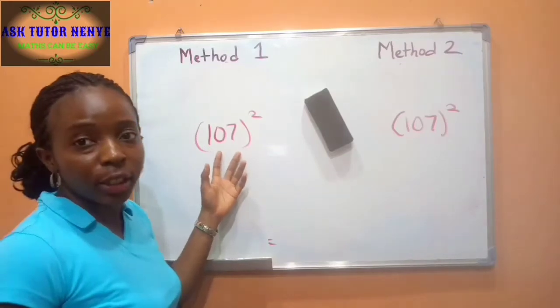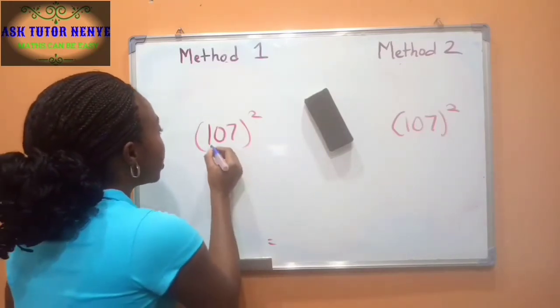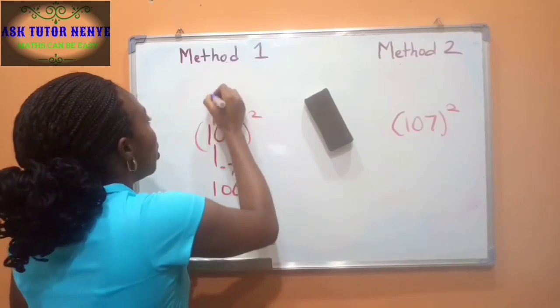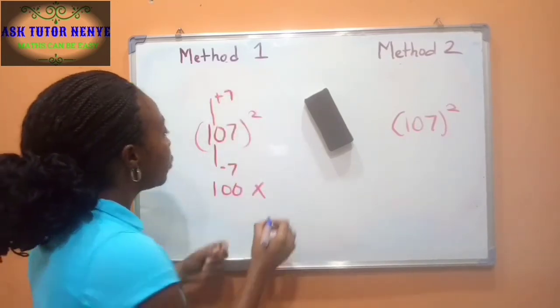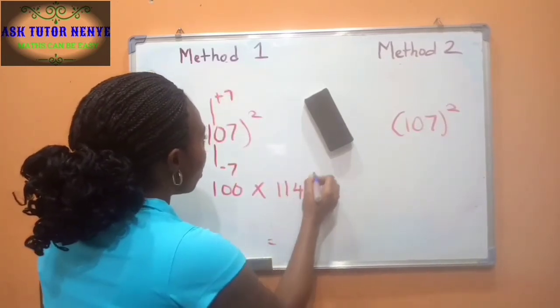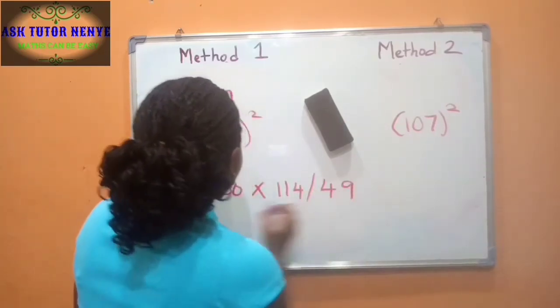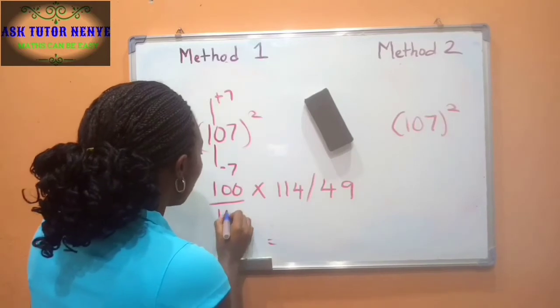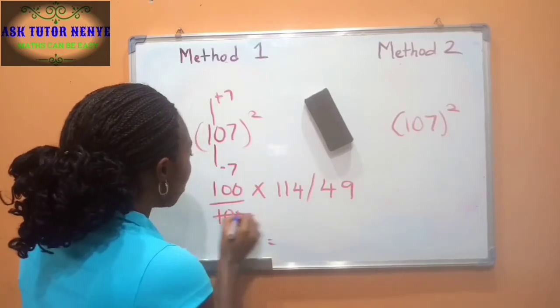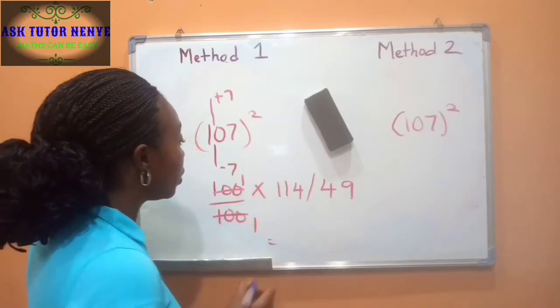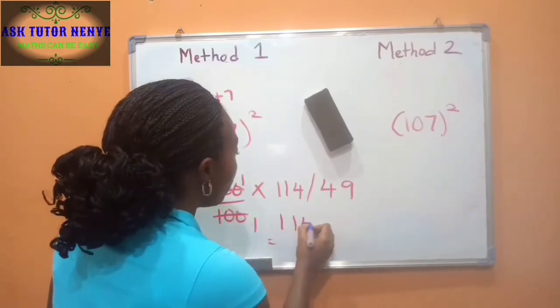Let's take a look at this. What we do, we say 107 minus 7 gives us 100, times 107 plus 7 gives us 114. Now the square of 7 is 49. We write 49. We divide this place by 100. 100 go here 1, 100 go here 1. 1 times 114 gives us 114.